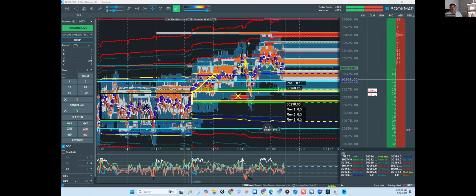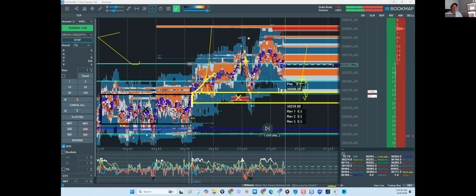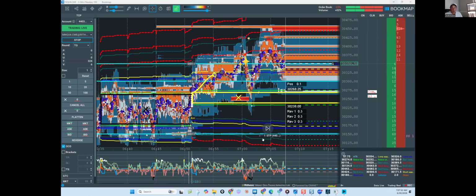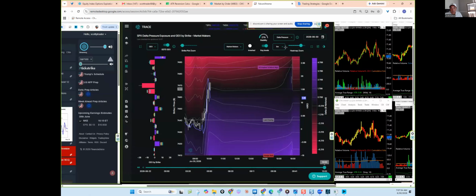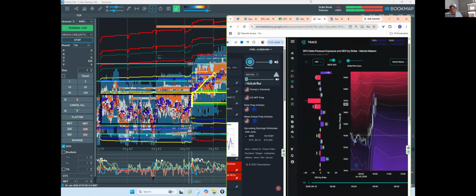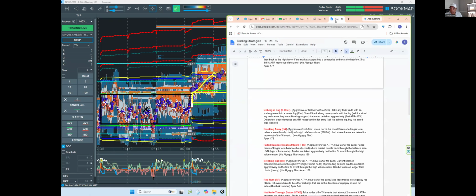So anyway, I originally took that sexy Gexy. What I'm talking about here is my different strategies. The stupid Zoom thing's over the top of this. I can't see this. There we go.